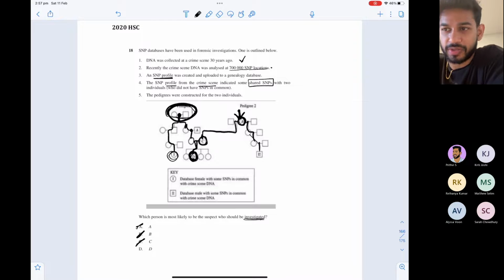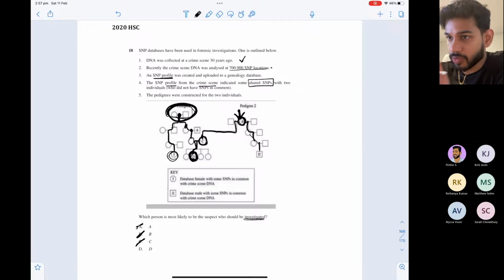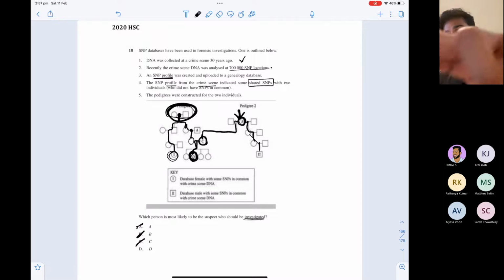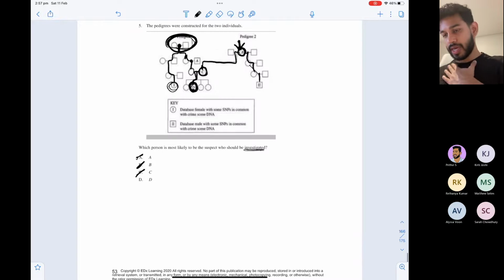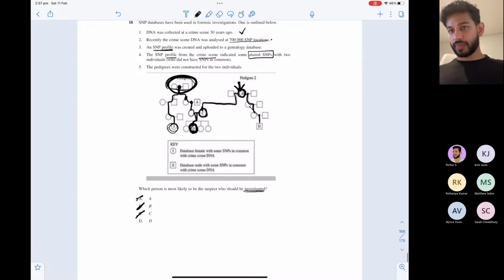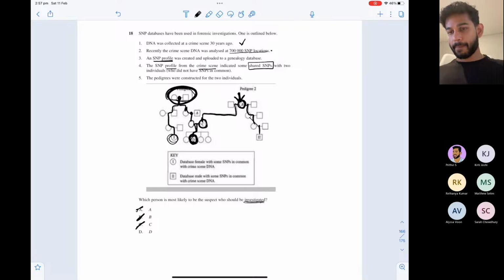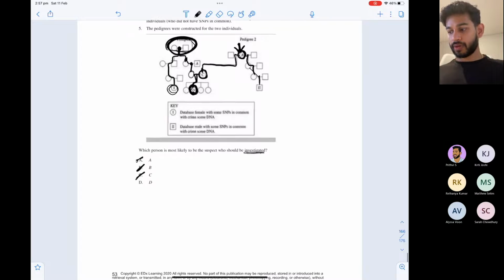Not too bad. So you don't have to use any SNPs. This is literally more of a pedigree question. But you'll find in the HSC, they'll mix and match topics because it's a 3-hour exam, 100 marks. They have to ask you as much content as possible in about 30 or so questions. And so they'll mix content up like this. So do be ready for that. Any questions before we move on? Good.